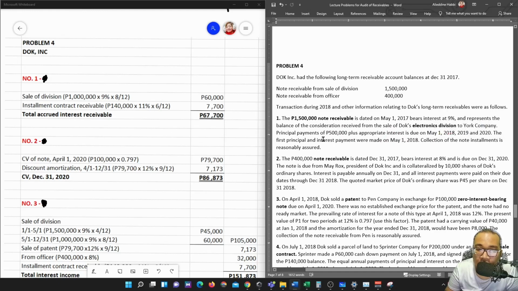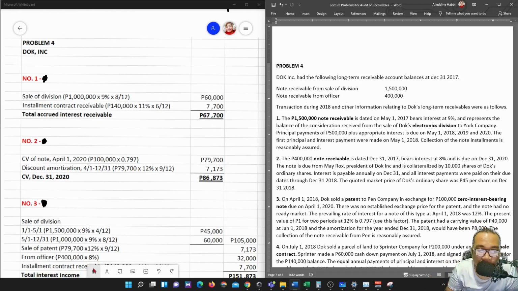So from that, ano lang yung natira? 1 million. And 8 months before the year end, di ba? Kasi May man yan, di man nag-start sa May 31. So, start na ng counting sa May. May, June, July, August, September, October, November, December. So, 8 months, 9%.